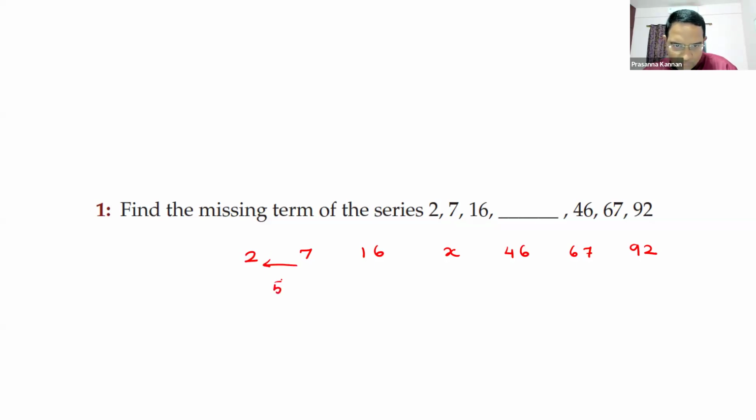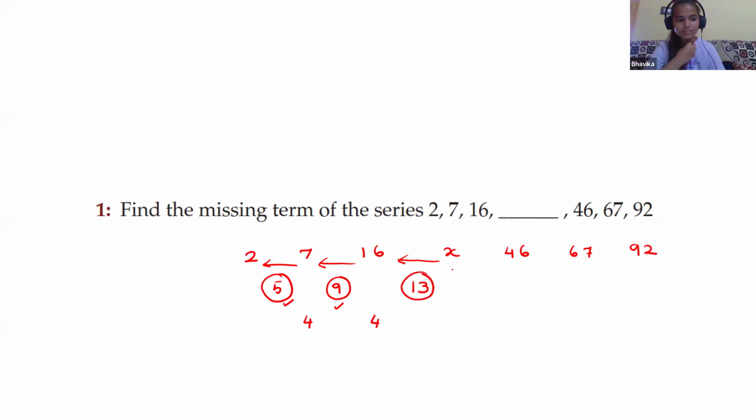What is 7 minus 2? 5. What is 16 minus 7? 9. Correct? Yes, very good. Okay, now come on. In this series, first is 5, then it is 9. What do you expect? What is the difference here? 4, right? Now if I add another 4, how much will I get? 13. Correct. If it was 13, then this number will be what? 29, correct? 29.